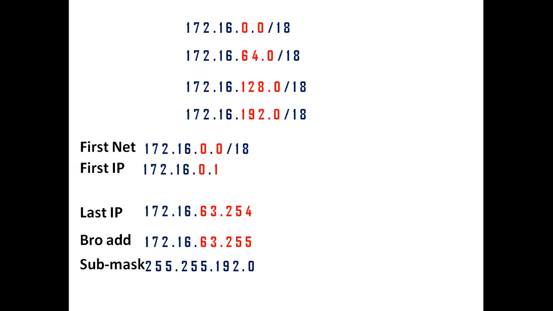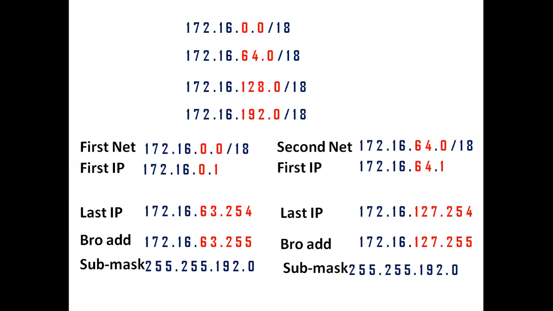You understand or not? Now you have 4 subnets here. The first subnet is 172.16.0.0/18, and the second subnet will be 172.16.64.0. So the first IP of 172.16.0.0 is 172.16.0.1, and the first IP of the second subnet is 172.16.64.1. So do you know the last IP, or do you have any confusion here? The last IP of the first subnet.